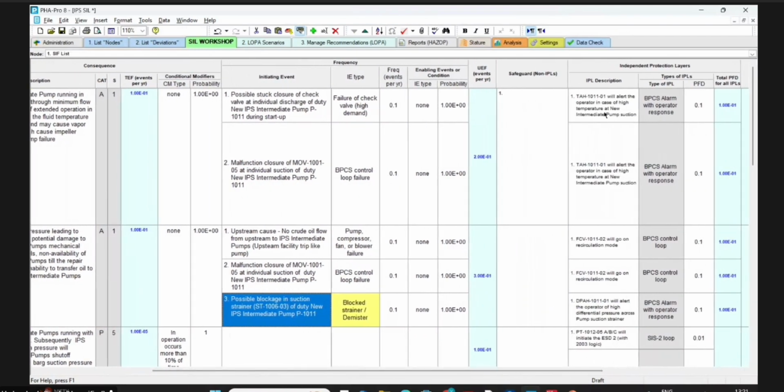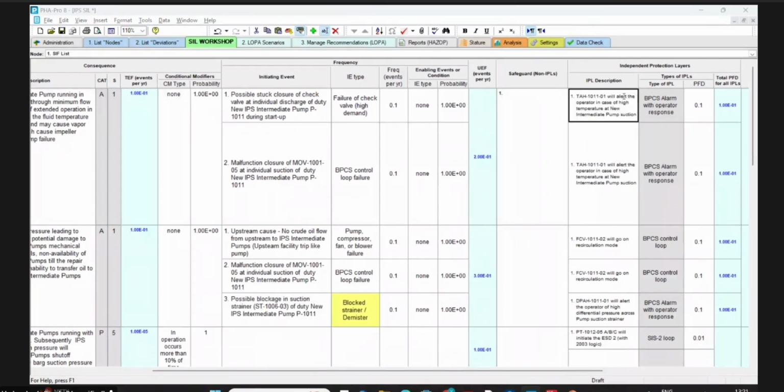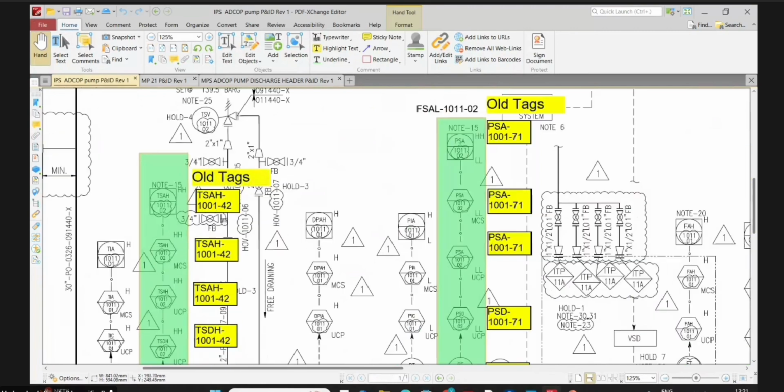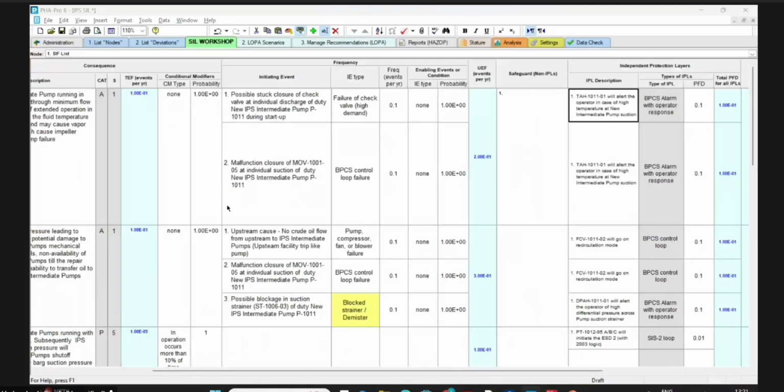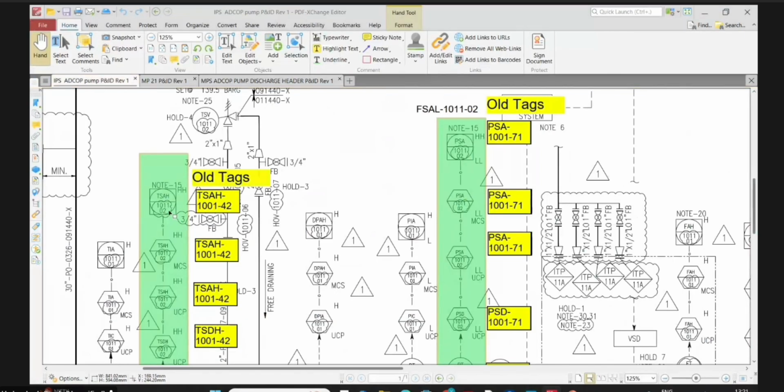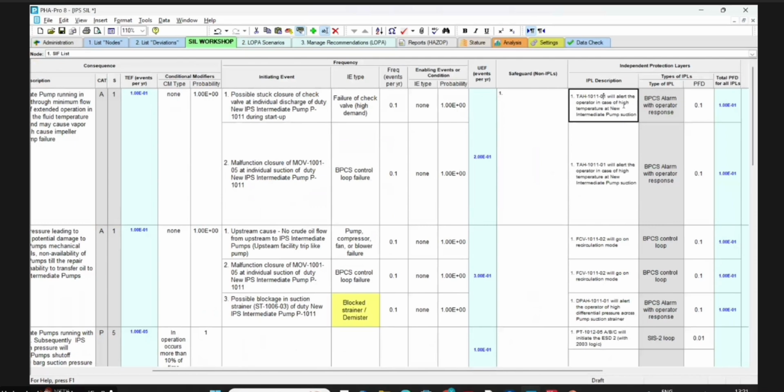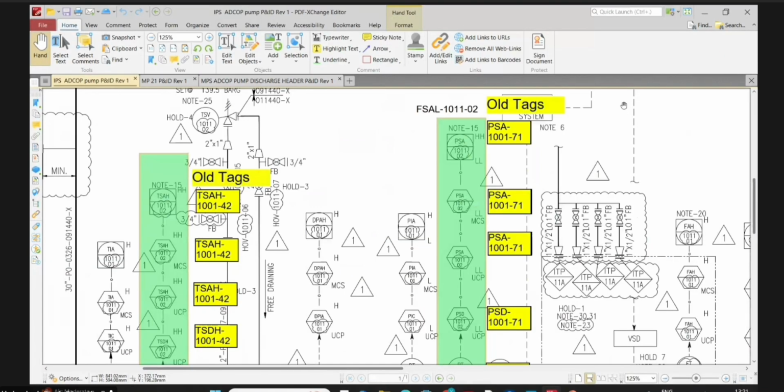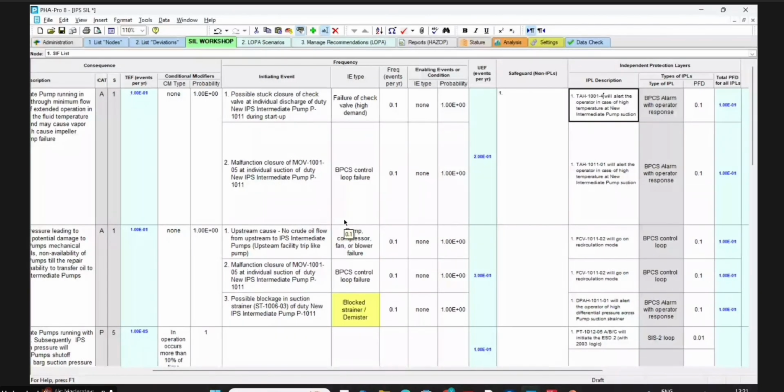So guys, here we have to modify the tag number of TH. What is TH number? TH is this one. TH 1042. 42. No, this is TH, this one, no? 1011. Oh yes, yes, yes. The old tag 41.